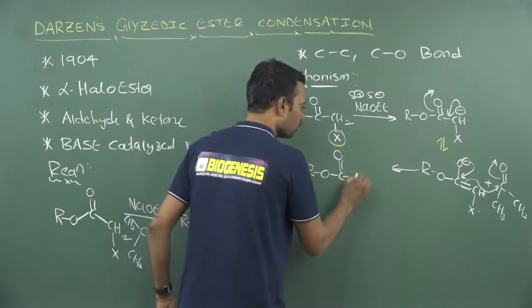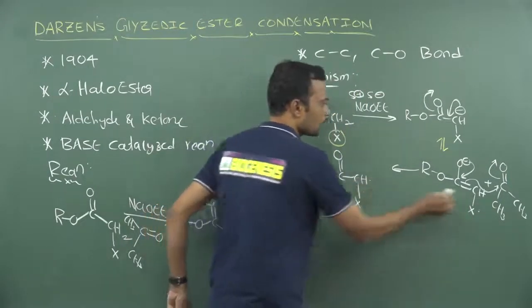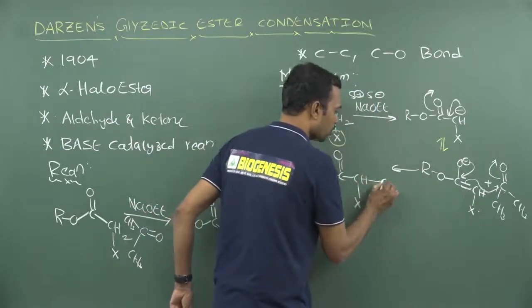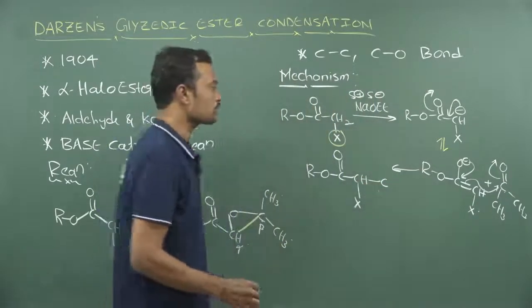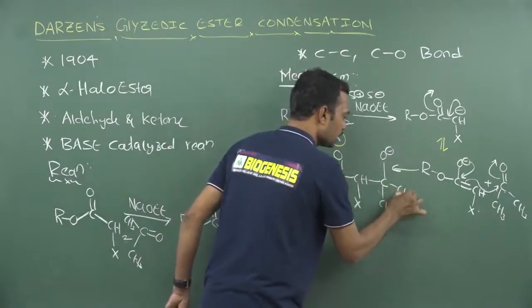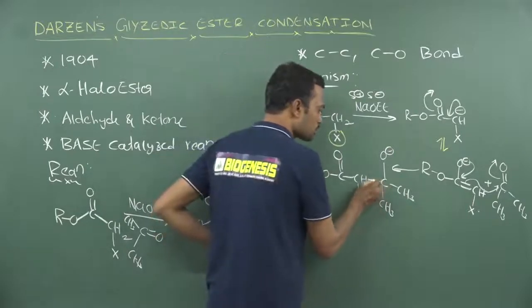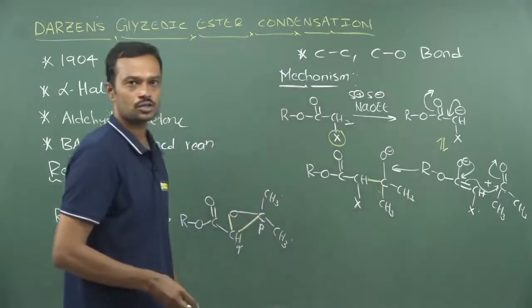C double bond O, and here this is CH, and here there is a presence of halogen. This carbon, there is a bond formation takes place. That's why it is called condensation. So here you may get O minus, and later CH3, and here one more CH3 like this. See, here condensation is taking place, that's why it is called CC condensation reaction.